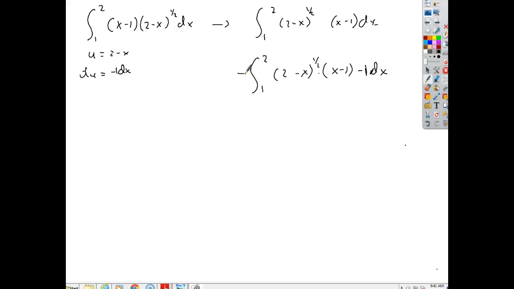Now put a -1 there, put a -1 out in front, right? Now at this very moment, you have not succeeded because although this is u, and this is du, what the heck am I going to do with this x minus 1 in the middle? If you have to go to another variable, this won't work. What I'm going to do is this. I'm going to say, well, what is x in terms of u?